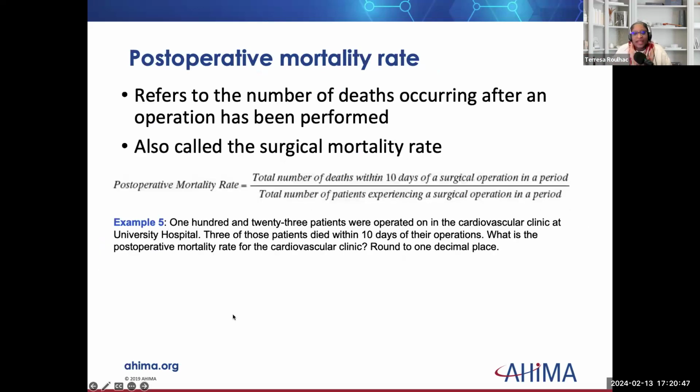Postoperative. Now, being in the operating room for a while, I get a little in my feelings, because ideally we don't want this, right? But things do happen. Now, this is referring to the number of deaths occurring after an operation has been performed. It's also called surgical mortality rate.